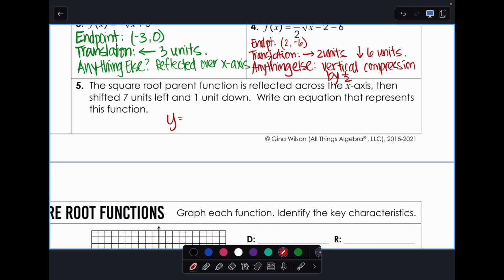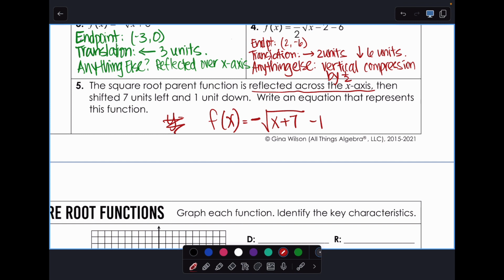Carlos, you have it? Tell me. Okay, f of x equals, slow down. Tell me again. Square root of x plus 7 minus 1. Then what do we do with the reflected across the x-axis part, Carlos? In front of the radical to represent the reflection, okay? Make sure you have that part.